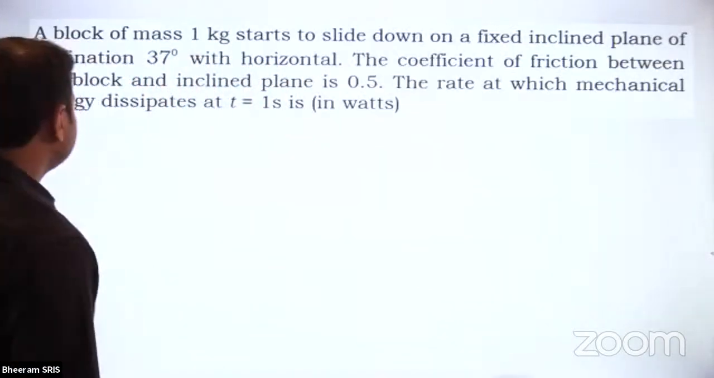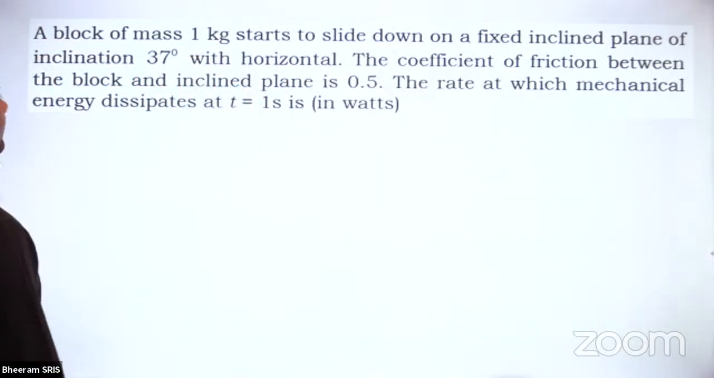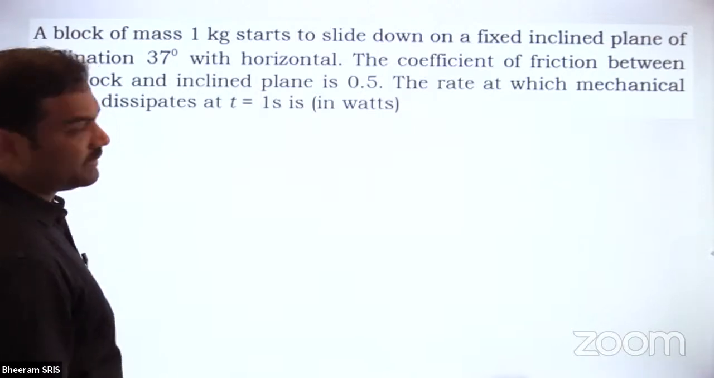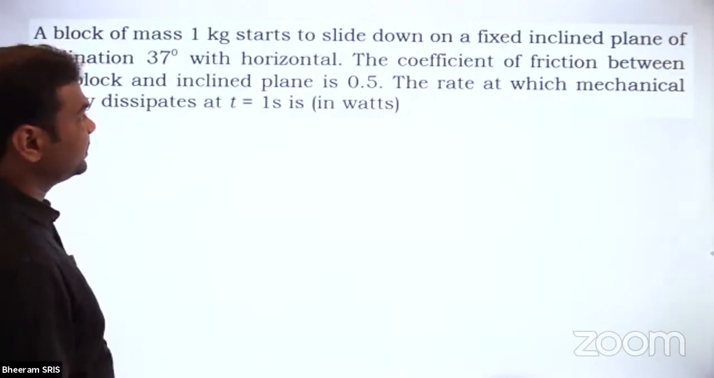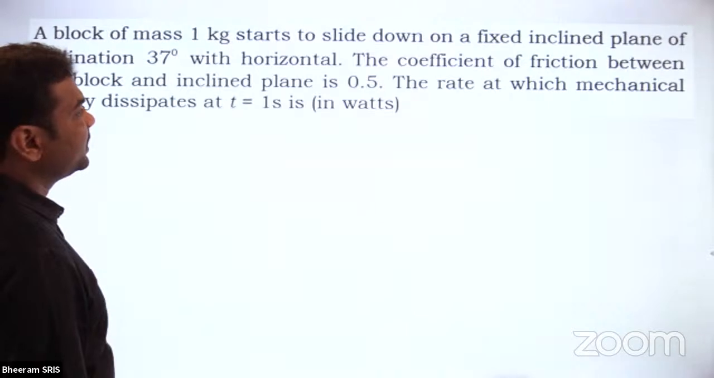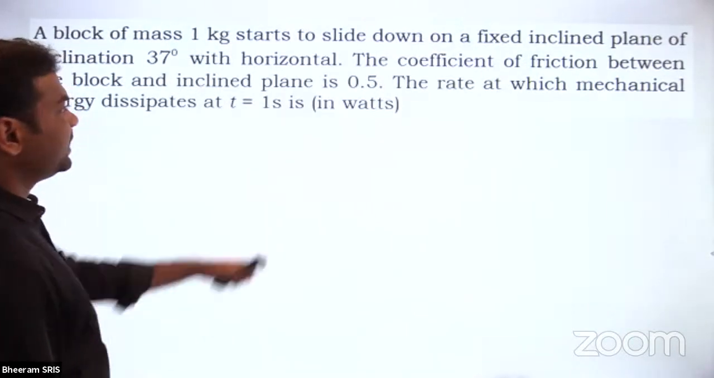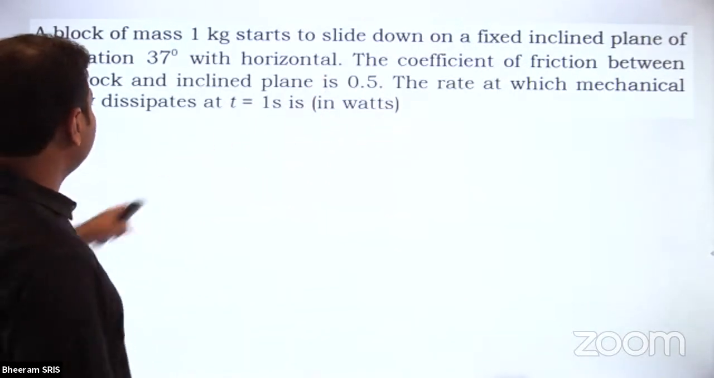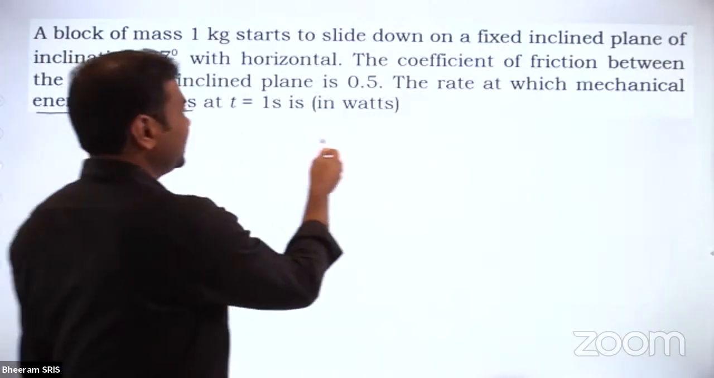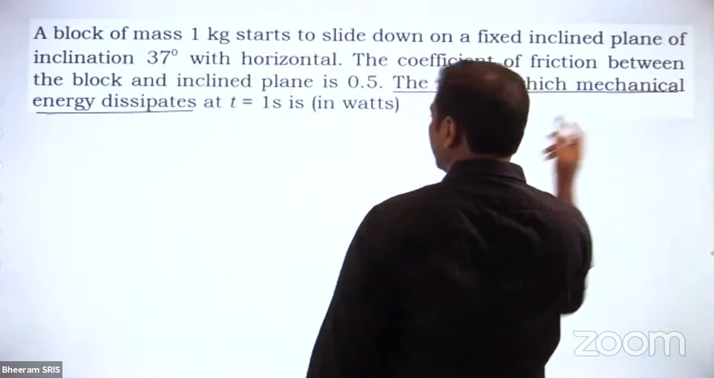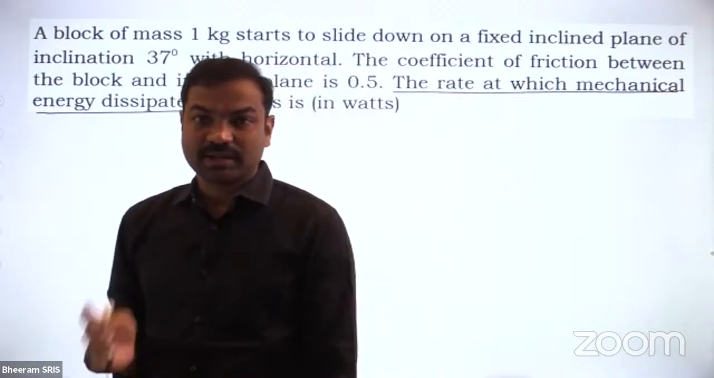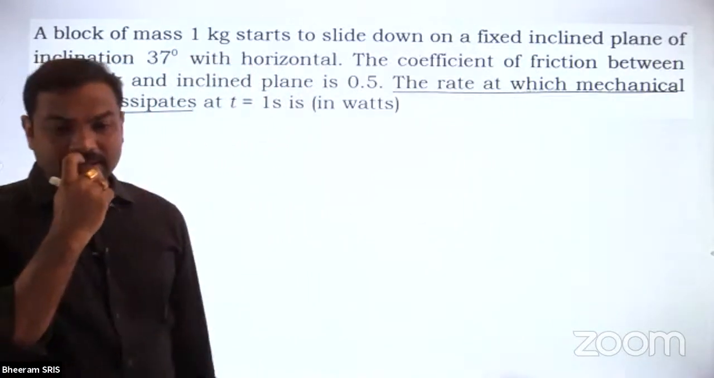So this is the integer question. First question. A block of mass 1 kg starts to slide down a fixed inclined plane of inclination with the horizontal. Coefficient of friction between block and incline is 0.5. The rate at which mechanical energy dissipates. What is the meaning of rate at which mechanical energy dissipates? Dissipate means loss. I told you this also in the class.